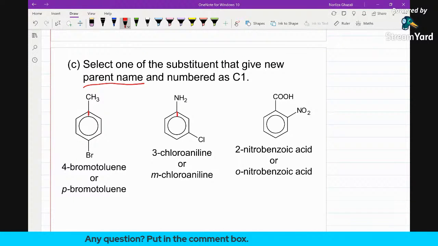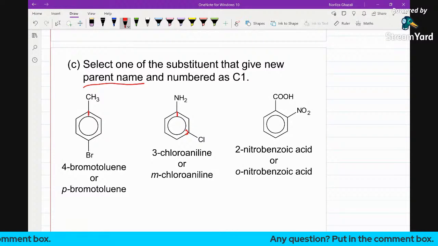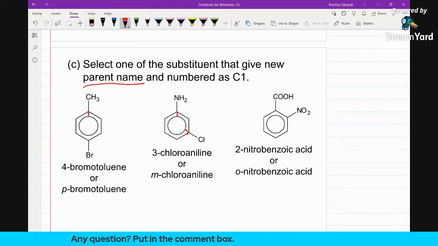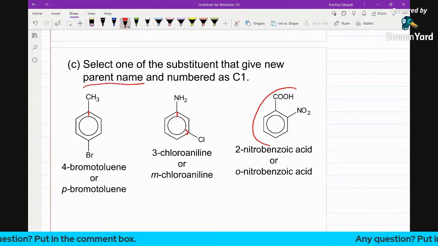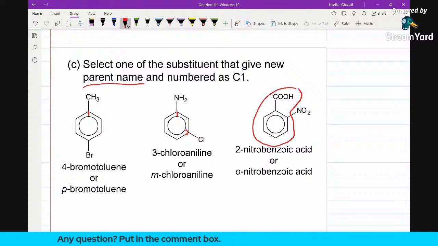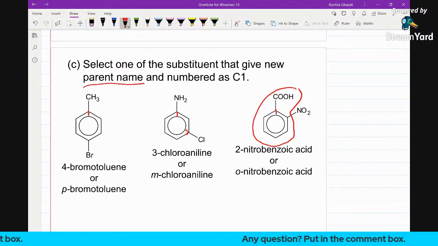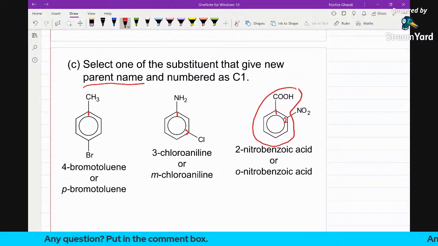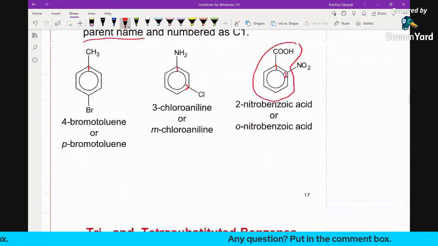Therefore, this amino gets number 1, chlorine number 3, so it becomes 3-chloroaniline or meta-chloroaniline. And finally, the combination of benzoic acid and benzene, so carboxyl and benzene become benzoic acid. Therefore, the location for carboxyl gets number 1, nitro number 2. So the name is 2-nitrobenzoic acid or ortho-nitrobenzoic acid.